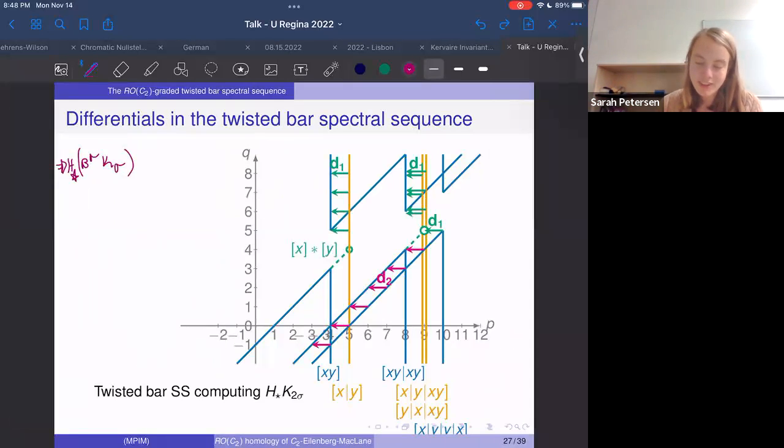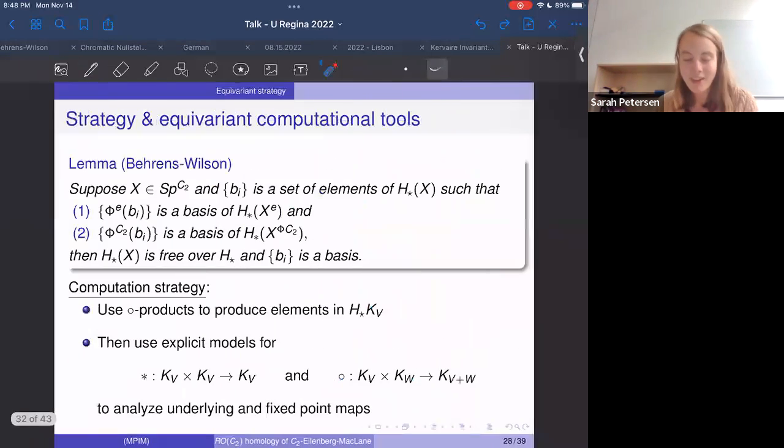It's just that often this twisted bar spectral sequence is not so well behaved, so it's a bit difficult to work with in practice. So then it's helpful to use this computational lemma, which says that if we have a C2 spectrum X and a set of elements in the homology of X such that on the underlying level, they form a basis for the underlying homology, and on taking geometric fixed points, they also form a basis for the homology of the geometric fixed points, then the homology of the original spectrum X that we're interested in is free over the homology of a point, and moreover, the elements we started with form a basis.